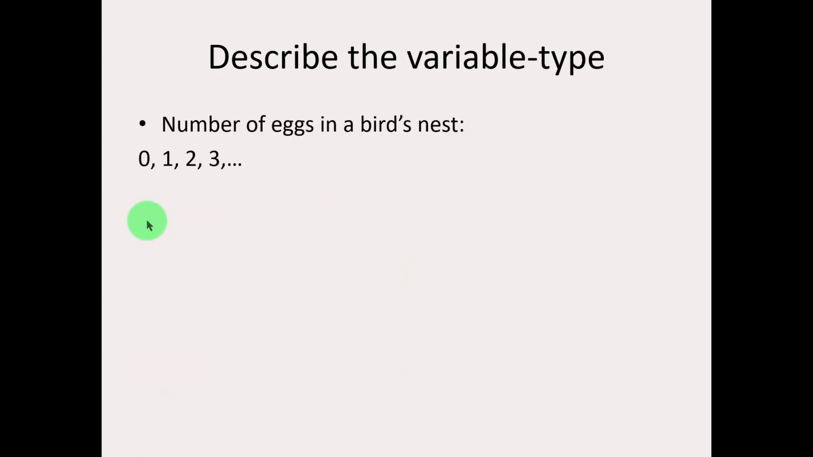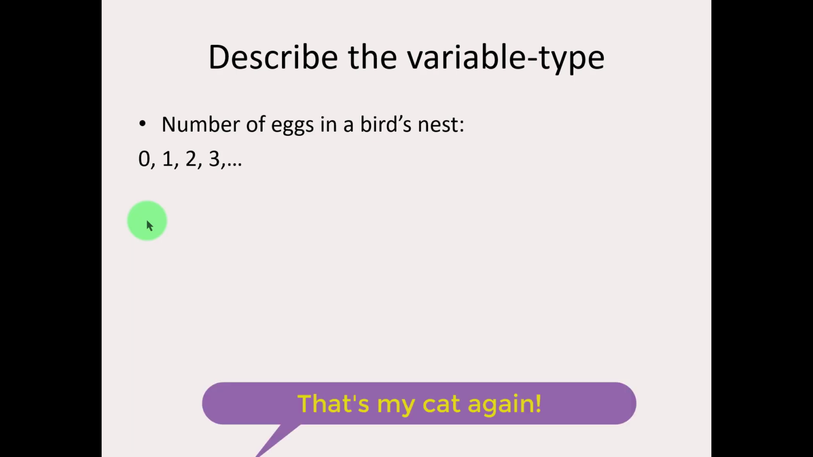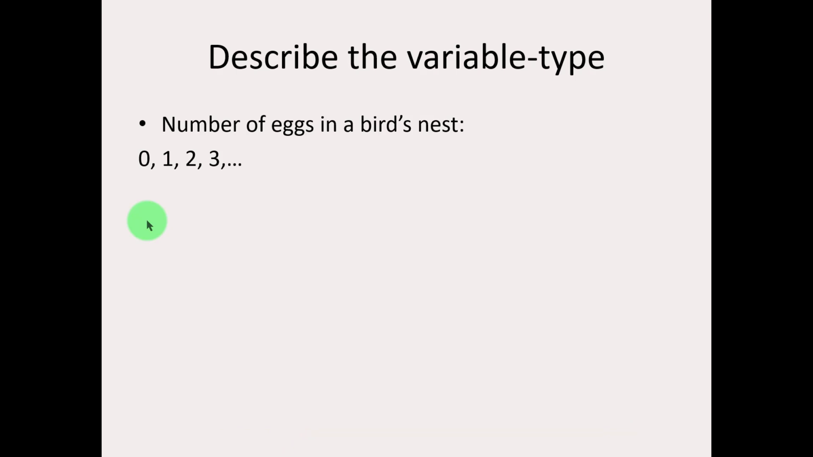So tricky, even though you see numbers, it does not necessarily imply that those numbers compose a quantitative variable. Let's look at another one. Number of eggs in a bird's nest. All right. So these are being counted. So that's a quantitative variable that is discrete.